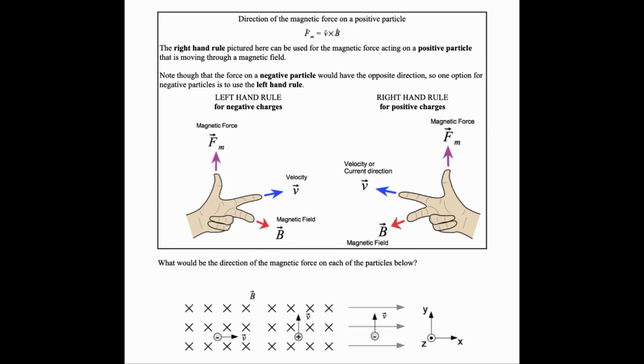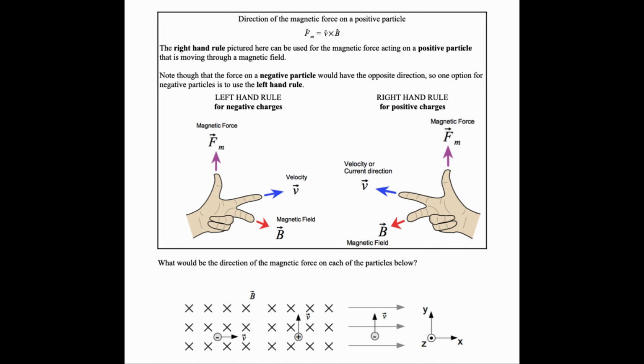This rule is for the magnetic force on a charged particle. Now we're going to use the right-hand rule for positive charges. And it is also possible to use a left-hand rule for negative charges, because negative charges do the exact opposite of what positive charges would do.